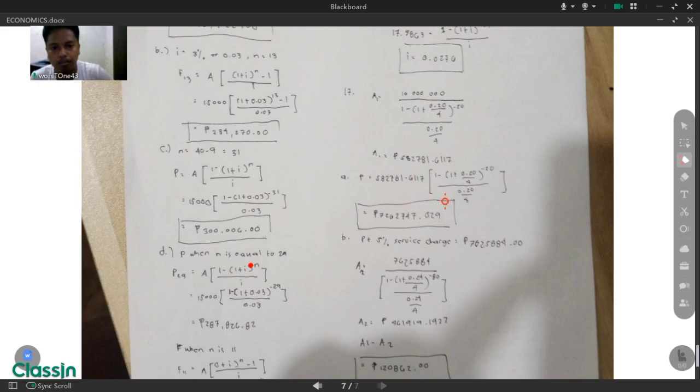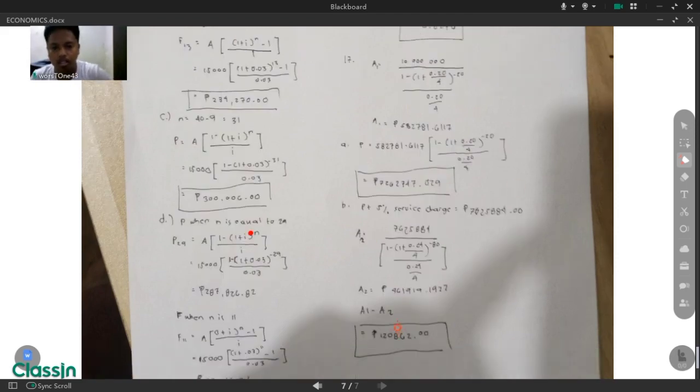Getting the present worth: 582,781 as our A times 1 minus 1 plus, again, the interest rate 0.20 over 4, to the power of negative 24, 20 compounded for 5 years quarterly. And we arrive at the present worth of 762,747 pesos and 0.029 cents.